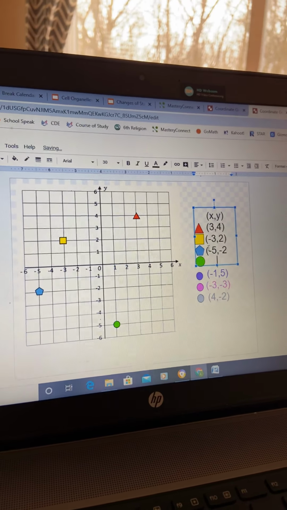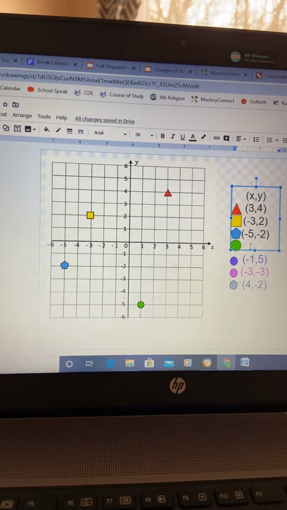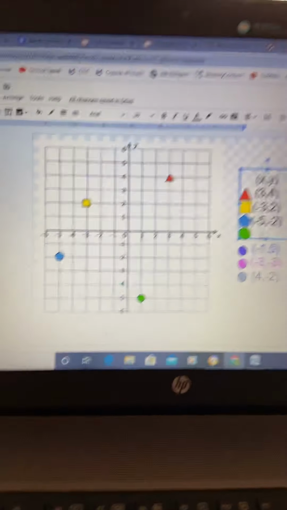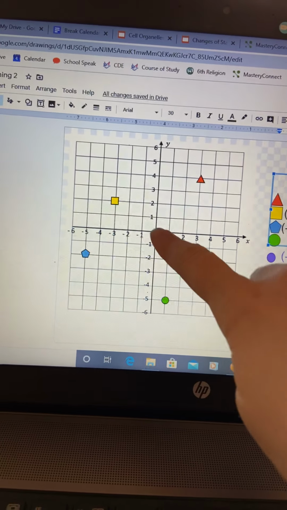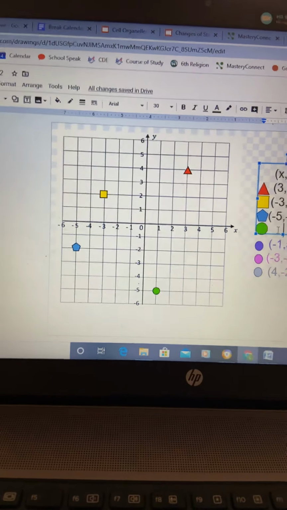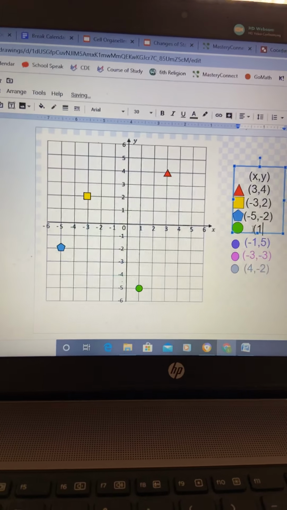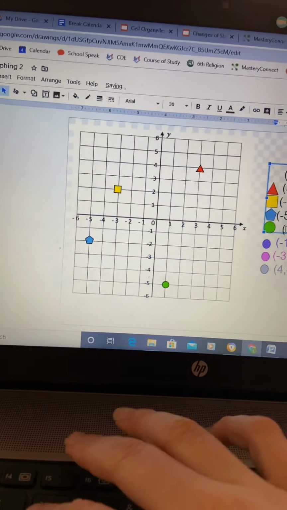Oops, can't type. Alrighty. And then last but not least, we have this nice little green circle. And so if I look at my x, it's at 1. And my y is -5. So +1, -5.